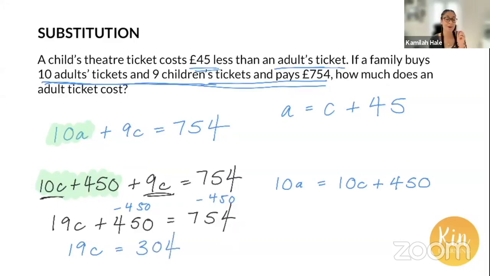304. Now, if you were in my class under normal circumstances, I would make you do the division on paper because it's good practice. But as we are running out of time today, I'm just going to tell you that if we divide both sides by 19, then we get the child's ticket is £16, and therefore the adult ticket will be £16 plus 45, which gives us 61.